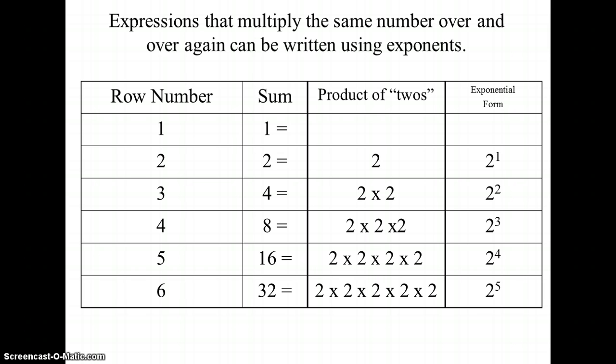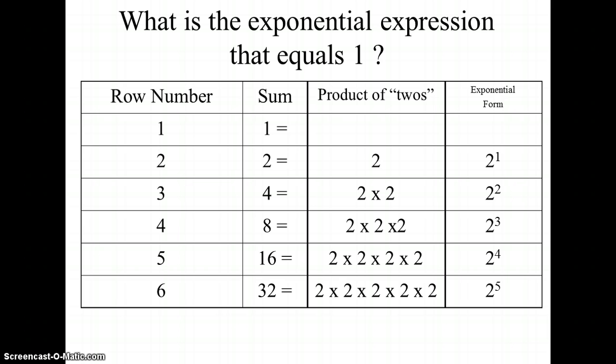Now you might be asking yourself, what is the exponential expression that equals 1? And again, we can look at a pattern to figure this out. Let's look. The base, or the 2, the number that's being multiplied repeatedly, has not changed from row to row. What has changed is the exponents. And if you'll notice, every time I increase my row number, I also increase my exponent by 1.